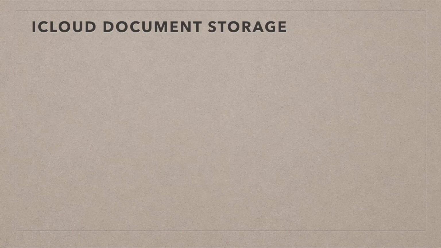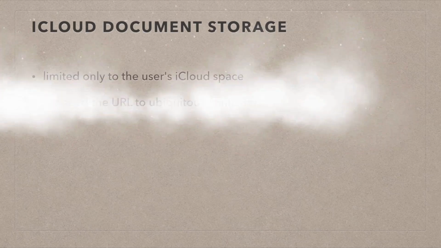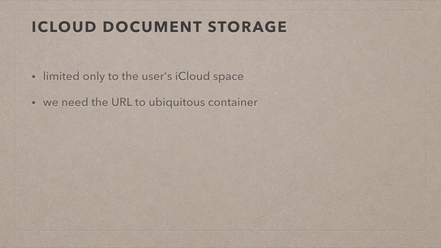So on the plus side here, you're only limited to a user's iCloud space. So if a user has 5 GB of free space by default, you could technically use it all. To access that folder on your local device, we need the URL to the so-called ubiquitous container. Think of that as the copy of the cloud folder on the local device. That's called the ubiquitous container. I like to call that my iCloud folder because that makes much more sense to me. But in Apple speak, it's the ubiquitous container.